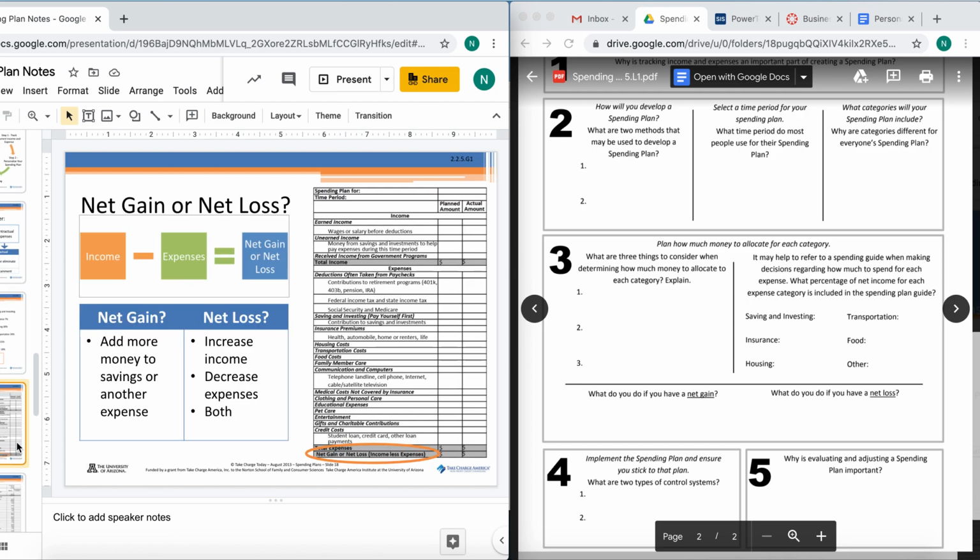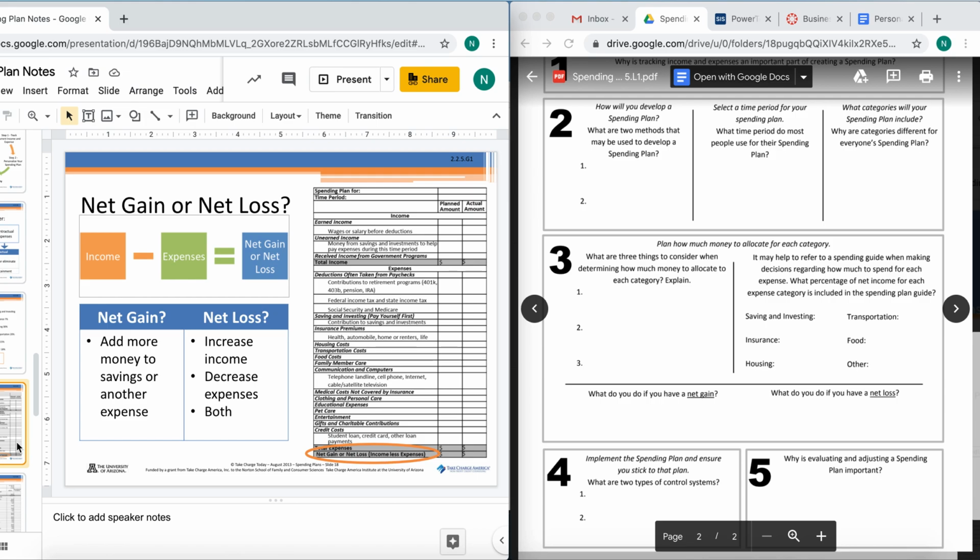And then the last thing we're going to look at with step 3 is whether we have a net gain or a net loss. A net gain means that we have some money left over at the end of the month, and we're going to take this money and add it onto other expenses or into our savings account. We don't necessarily need or want leftover money at the end of the month.